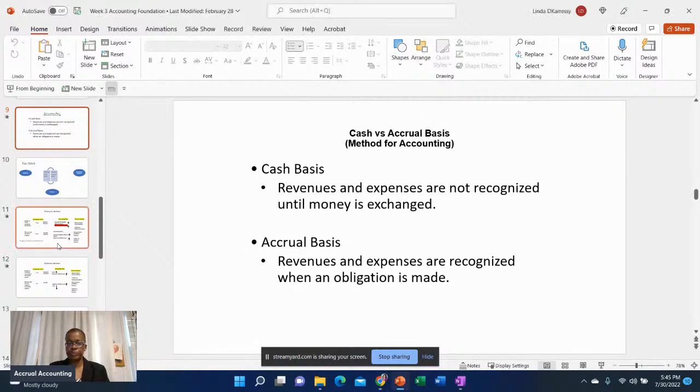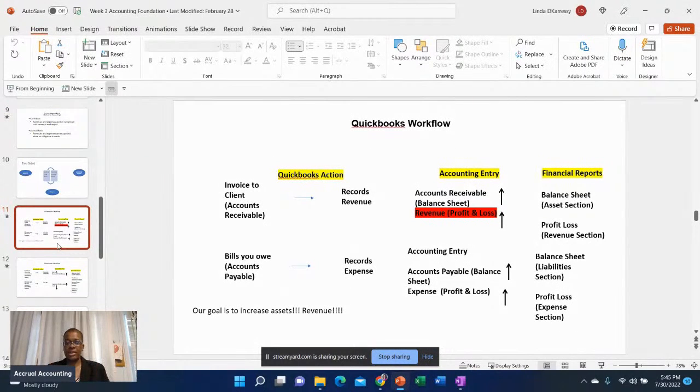So here's an example. Say you invoice your clients. When we say invoice in accounting, we mean you actually create an invoice in your accounting system. Your accounting software, such as QuickBooks or Xero, does what we call the accounting behind the scenes. If you look over here on the left-hand side, this is a QuickBooks example. If you create an invoice in QuickBooks, that invoice is going to record an accounts receivable. A receivable is money owed to you as the business. Then it's also going to record revenue.